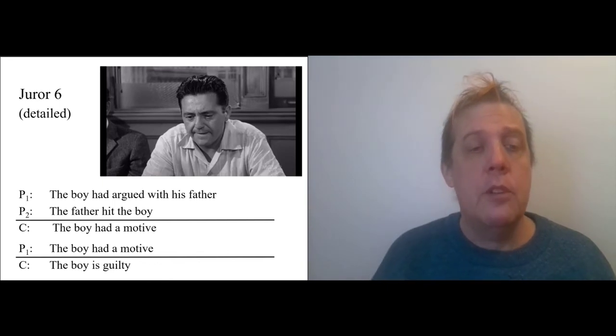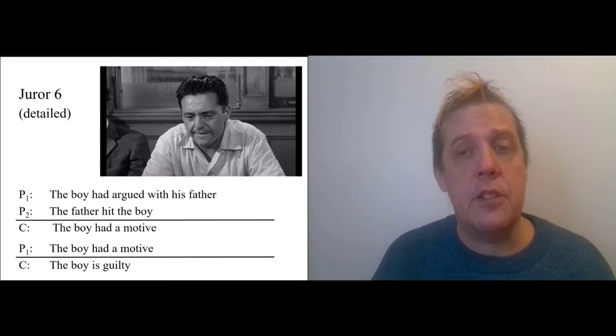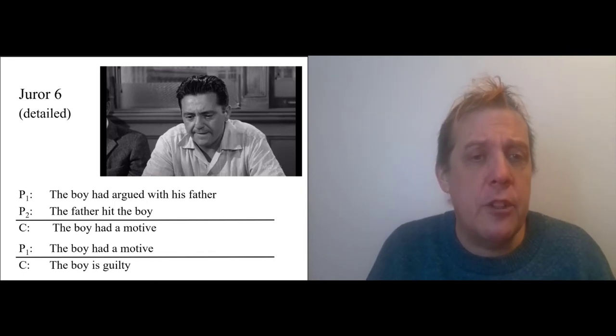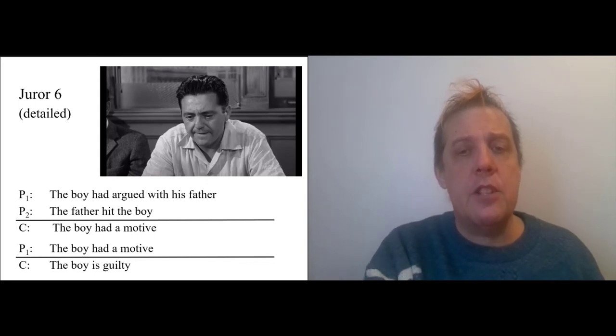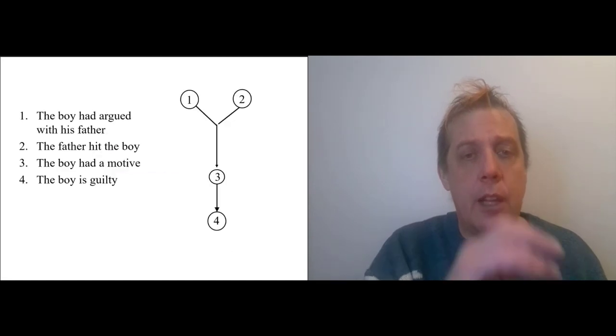So the argument on the bottom here is a simple arrow diagram. The argument on the top is probably unstructured reasoning. We don't know how many of these premises you would need to really think that the boy had a motive. And then we can just pile these two arguments together like this, right?